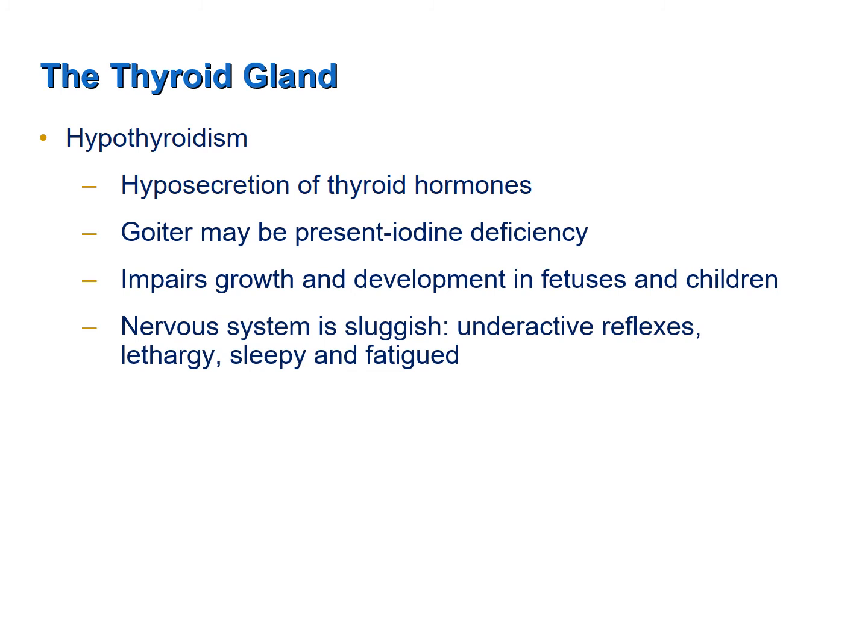Effects of hypothyroidism are the exact opposite of the effects of hyperthyroidism on the nervous system. Someone with hypothyroidism would have a very sluggish nervous system. Their reflexes would be underactive. They would be slow and lethargic, and they would be sleepy and fatigued all the time. They would also have a low heart rate and a lower than expected blood pressure. Individuals with hypothyroidism tend to be cold intolerant. That is, they tend to be cold all the time, even when individuals around them are comfortable or even hot.